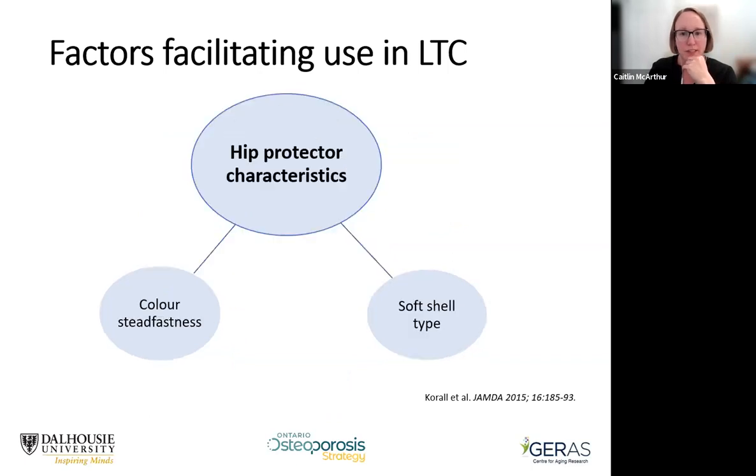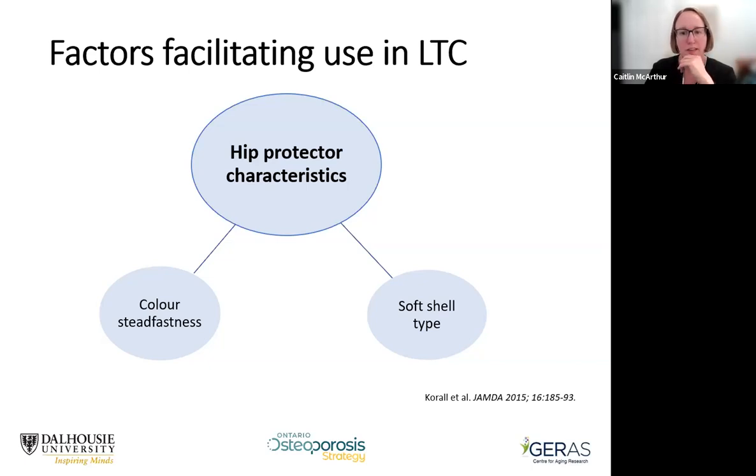From the hip protector characteristics themselves, one thing that facilitated their use was color steadfastness. So making sure that they stay the same color, especially after being washed several times or washed with chlorine, for example, was really important. And they found that tan, beige, or neutral color garments, skin colors, were the most likely to be accepted by the resident because they blended in.